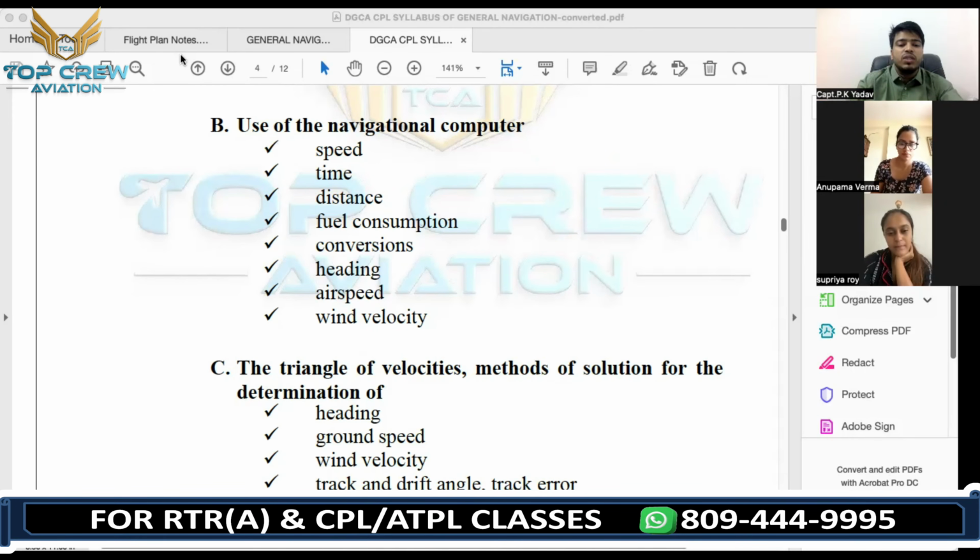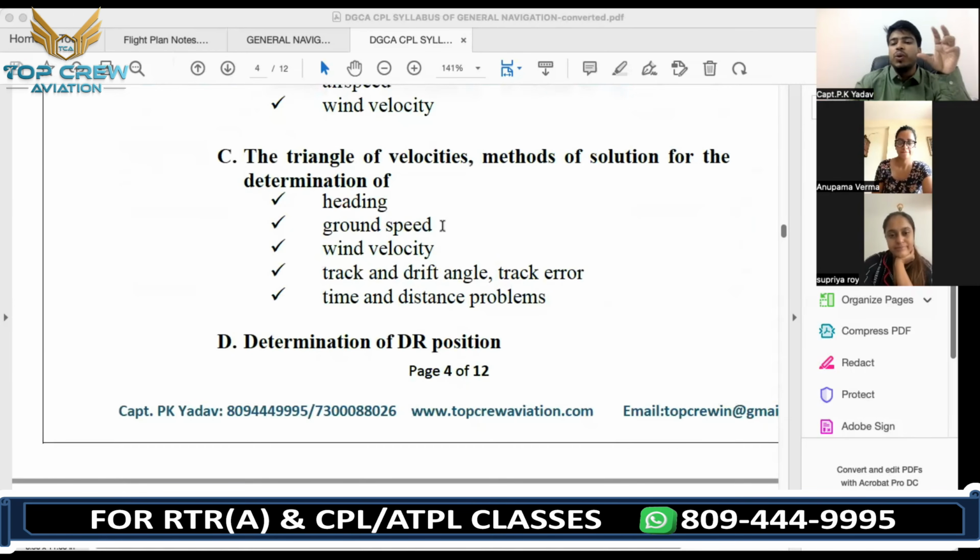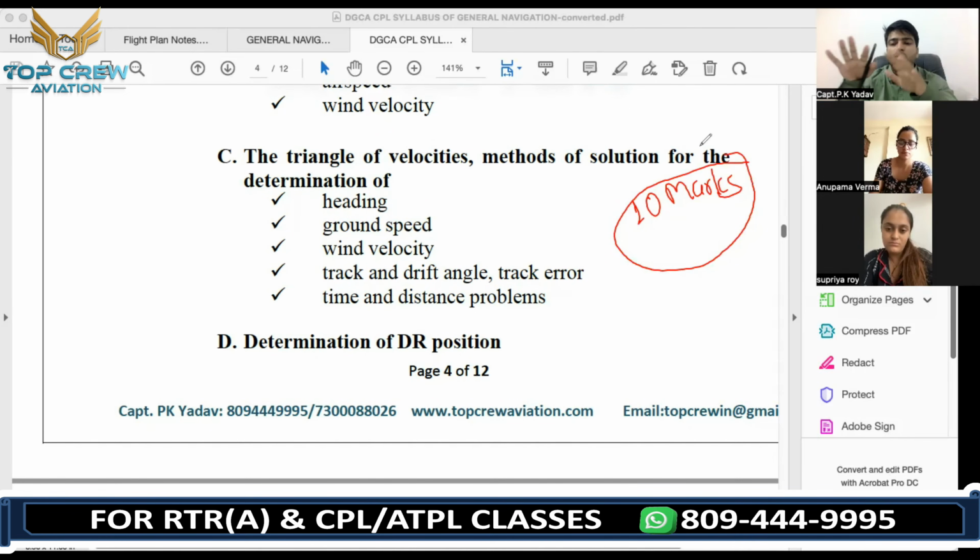Then triangle of velocities, है ना? कैसे करते हैं, like heading, velocity. So we use flight computer to solve these kinds of numericals. At least I'm telling you, flight computer helps you to score 10 marks. You should know how to use this, and some basic things you just need to put into that flight computer, and that will give you the answer. So it really helps a lot to clear navigation.